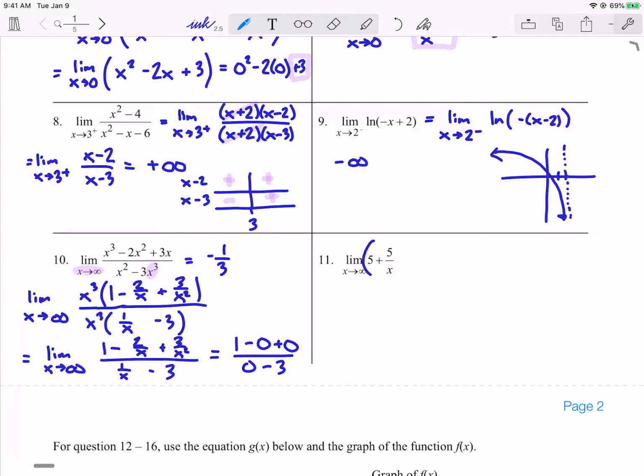The next one, I'm doing the limit as x goes to infinity. That's just going to be 5 plus 0, because any term with an x in the denominator of any power, positive of course, will go to 0.